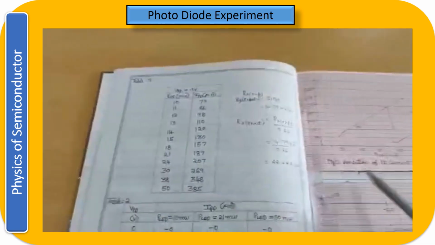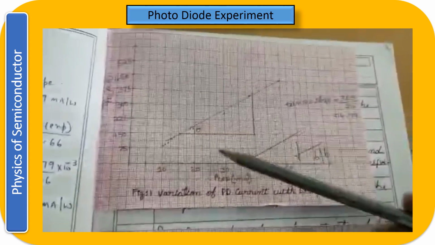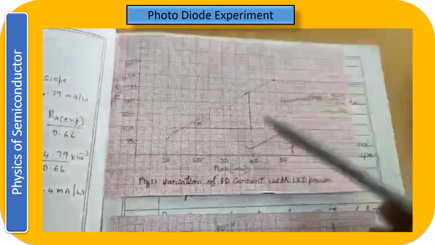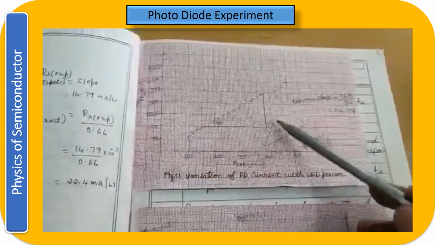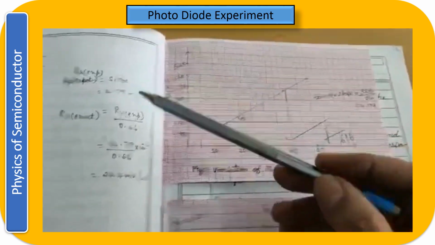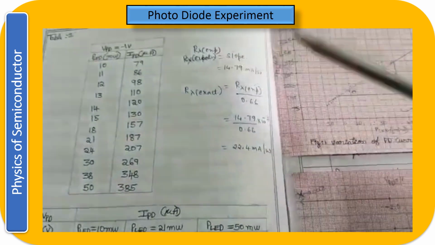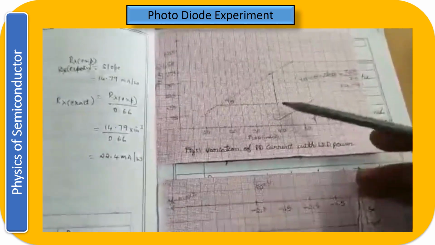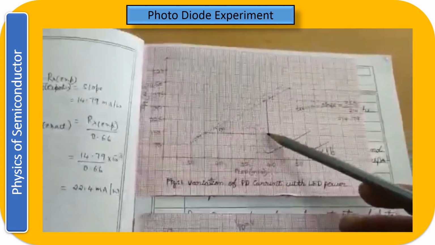Then what you do is plot a graph of power versus current. This is power across the LED, this is the current through the photodiode. You get a straight line; find the slope. The slope gives you the experimental value of responsivity. What is responsivity? It is the ratio of change in current to change in power, correct?